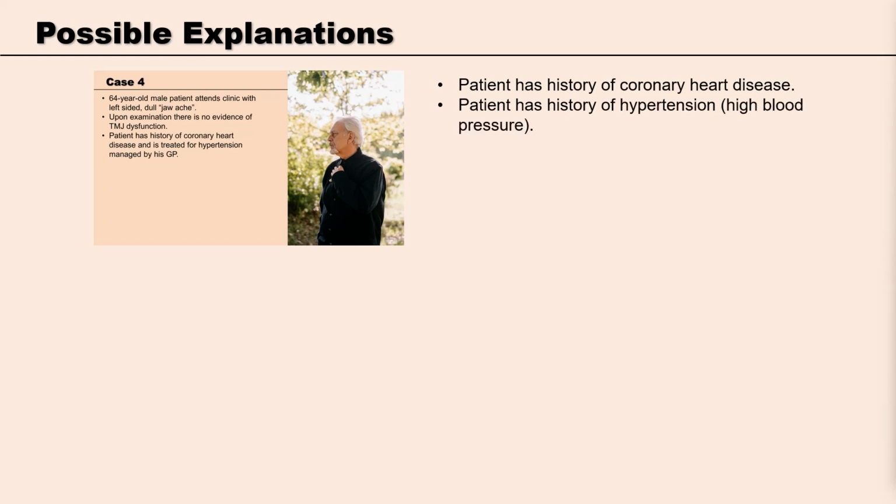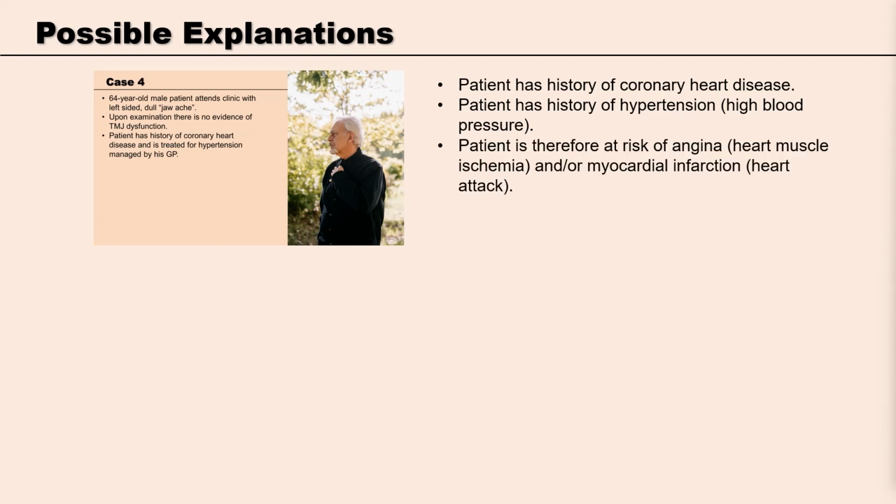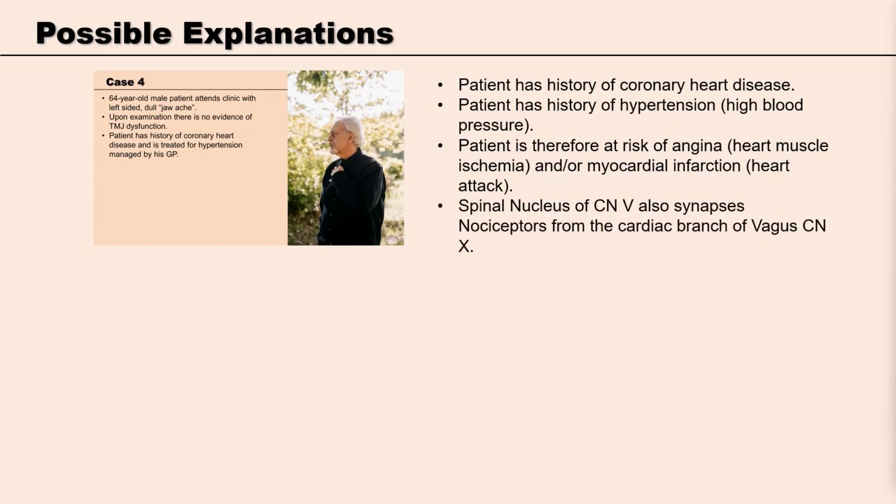Also the presence of high blood pressure. This puts the patient at risk for ischemia of the heart muscle or even an infarction of the heart muscle. These are commonly known as angina or myocardial infarction. The myocardium or heart muscle is innervated by the cardiac branch of the vagus nerve, which we know will synapse onto the same second-order neurons that the mandibular branch of the trigeminal will also synapse on.